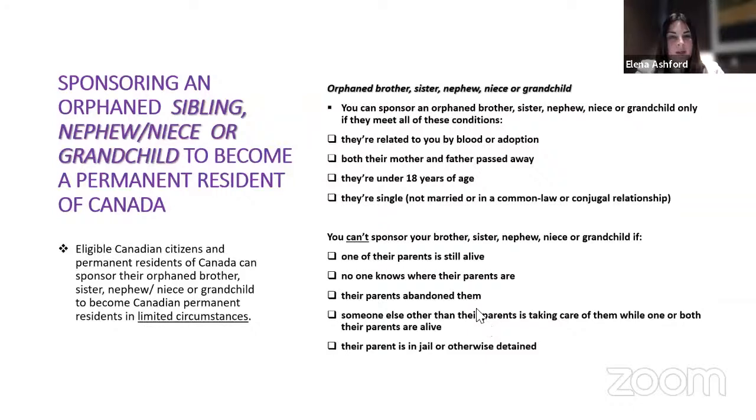They specifically highlight the situation where you don't know where the parents are, you don't know whether they're alive or where they are; you cannot sponsor your sibling then. Even if they've been abandoned by their parents, you still cannot sponsor them. If someone else is taking care of them, like a legal guardian, while one or both parents are still alive, again, it prevents sponsorship. And they also included here, if the parent is in jail or otherwise detained, you cannot sponsor a sibling or nephew, niece, or grandchild. So unfortunately, that's a very limited situation where you can sponsor a brother or sister.